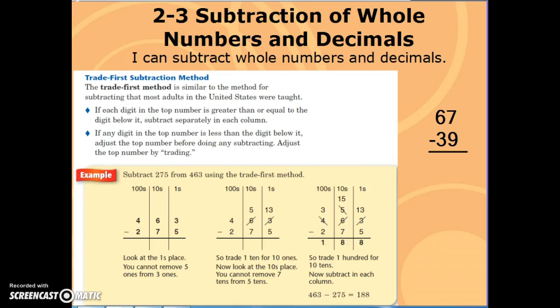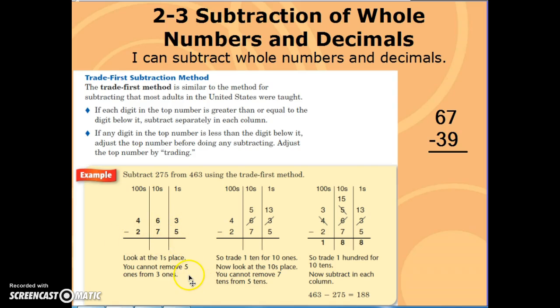Lesson 2.3 is subtraction of whole numbers and decimals, and the objective for this lesson is I can subtract whole numbers and decimals. We're going to take a look at the trade first subtraction method. This is the method that most of you have probably been using. We are going to start off by subtracting 463 minus 275.